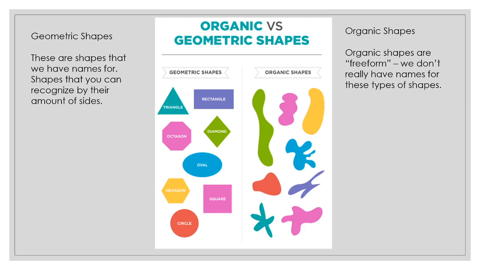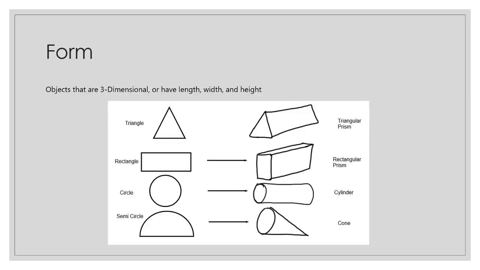And organic shapes are more free-form. We don't usually have names for these types of shapes. Some people call them blobs. Some people look at them more like clouds. I think they kind of remind me of things like water drops or paint splatter, things like that.